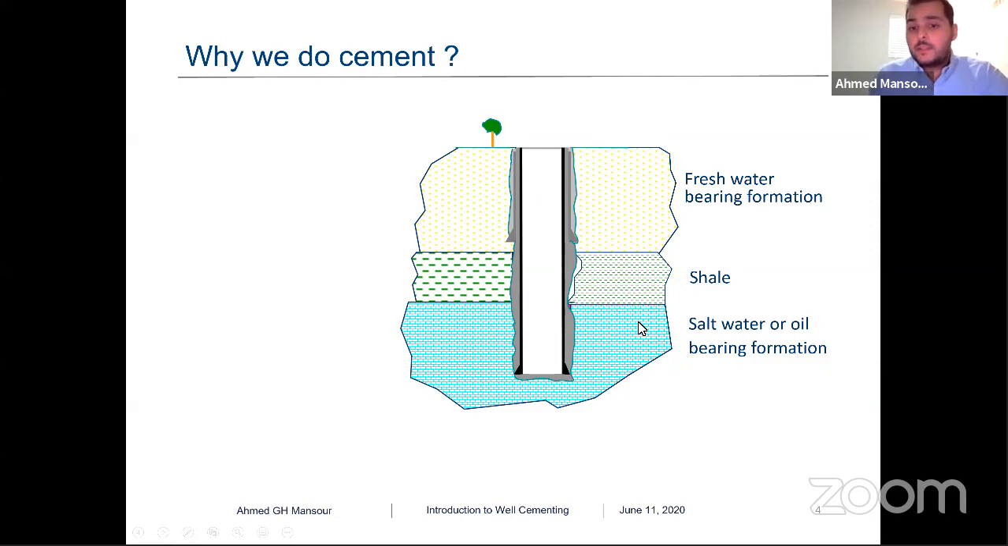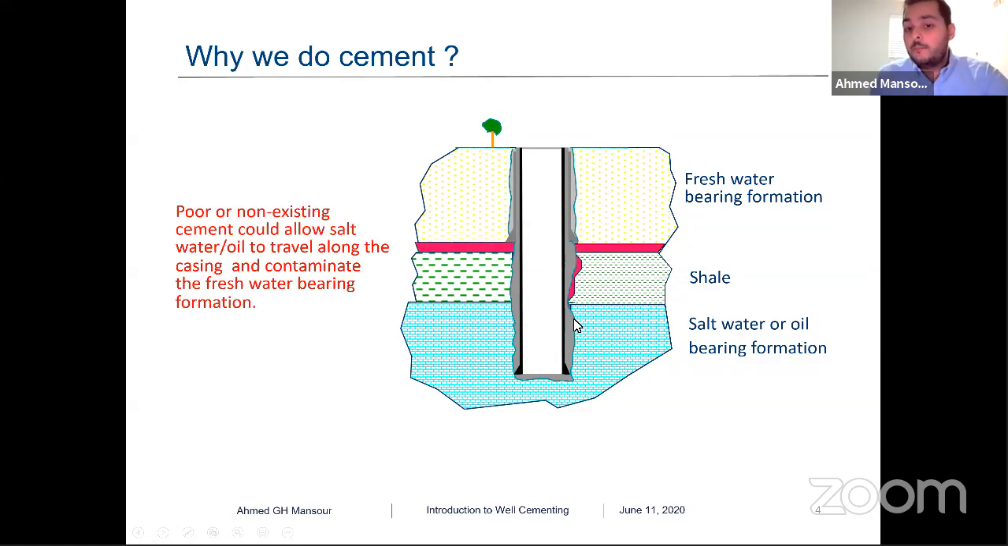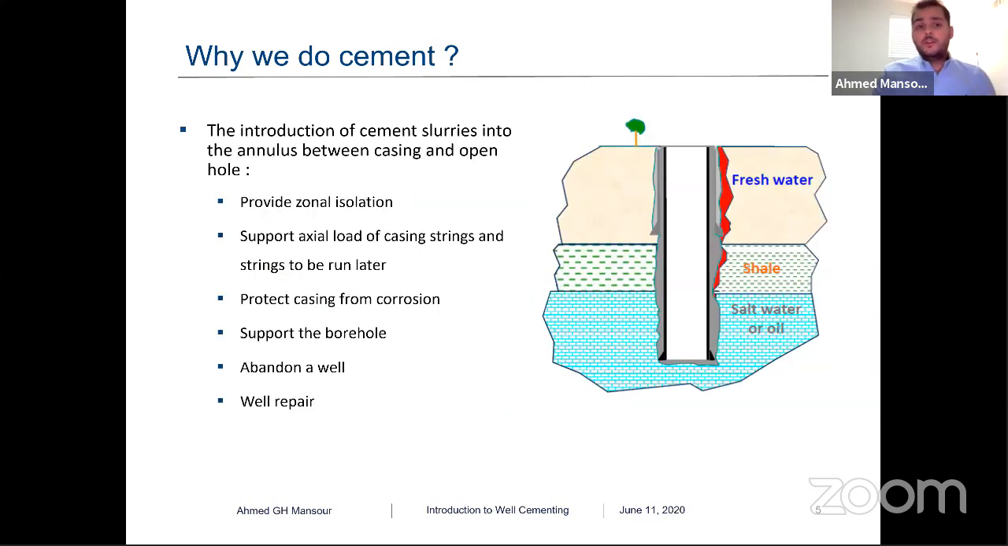By pumping the cement, we are going to be able to isolate the salt water from contacting the fresh water. As well, we are going to be able to prevent any contamination between the oil zone and the fresh water. So poor or non-existing cement could allow salt water or oil to travel along the casing and contaminate the freshwater-bearing formation.